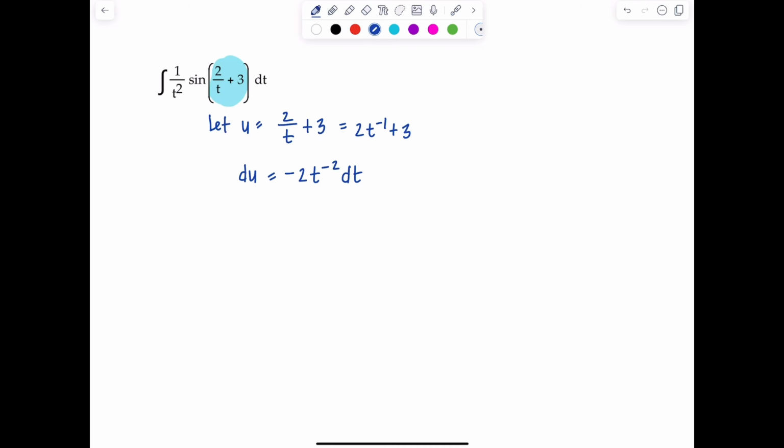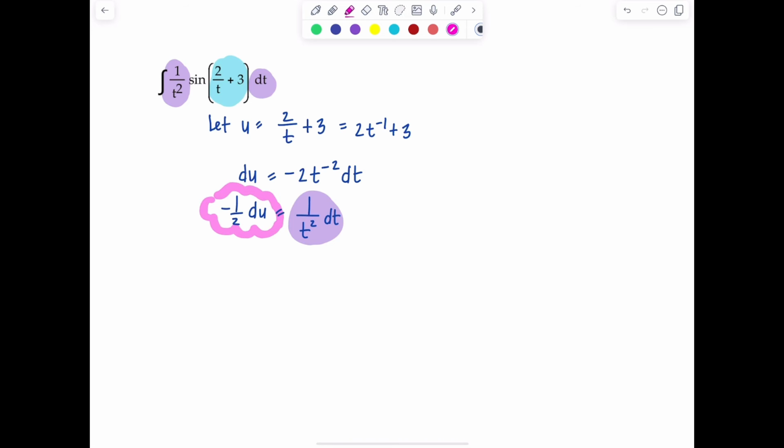Oh, now look. I have t to the negative second over here, and I'm so excited because that's the same as 1/t², isn't it? So let me just get rid of this negative 2. So negative 1/2 du equals, instead of t to the negative second, I'll rewrite it as 1/t² just to make it super obvious for you guys. So look, here we go. Here's 1/t² dt. That's exactly what's right here. And that I will replace with negative 1/2 du.